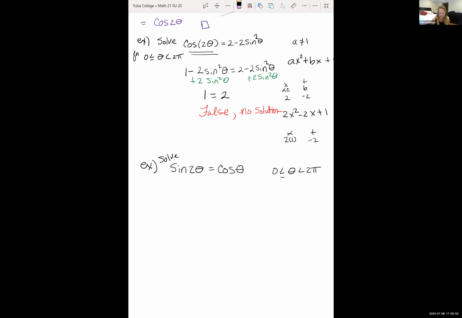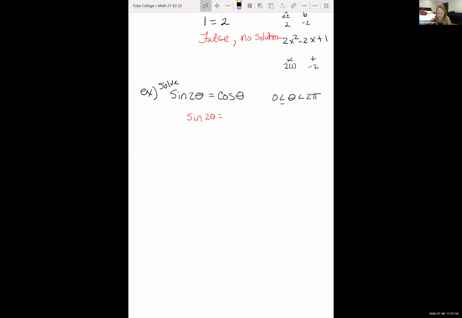If I look at sine of 2 theta, let's just recall what that was. So think in your head, theta plus theta. So sine of a sum is sine, cosine. So this is sine theta cosine theta plus sine theta cosine theta, same thing. So there's 2 of them. So we could rewrite this left-hand side as 2 sine theta cosine theta is equal to cosine theta.